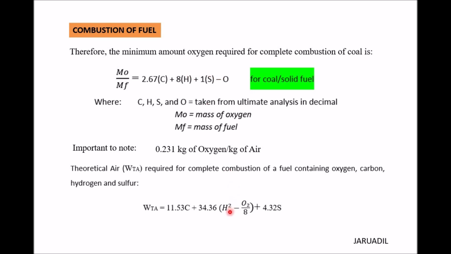Nilagyan lang yan dito ng H2. So, this is H2. Hindi siya H squared. Sorry. So, this is H2. Hindi siya squared.